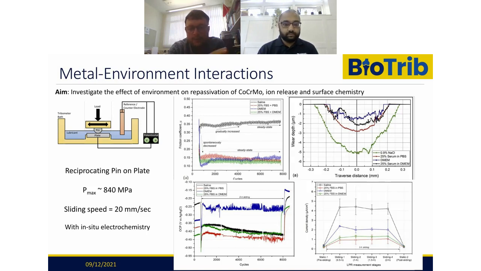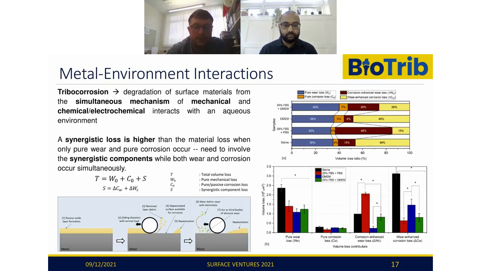But essentially you calibrate your data against a volume loss measurement, and then you work out your contributions through mass balance. So you know from VSI, from gravimetric assessment, how much material you've lost. We can estimate through the electrochemistry how much has been lost from corrosion. And then you can also use the electrochemistry to completely stop any corrosion happening as well, so we can take it to a pure wear point of view. And that's ultimately how we can access these synergistic interactions as well.